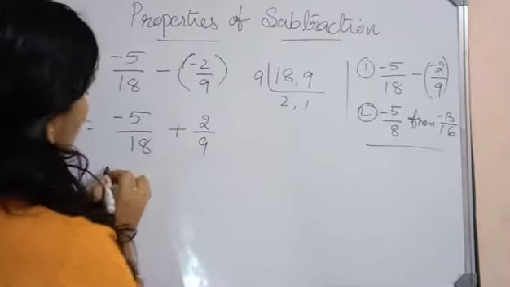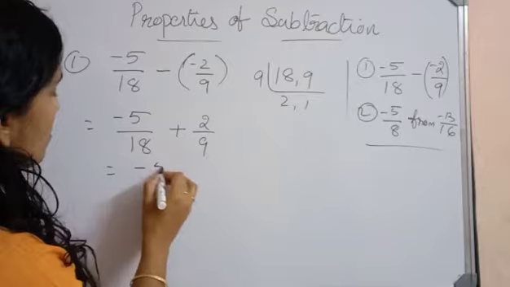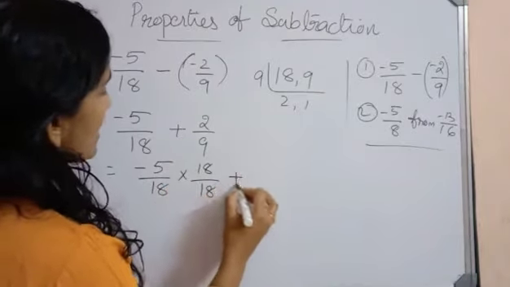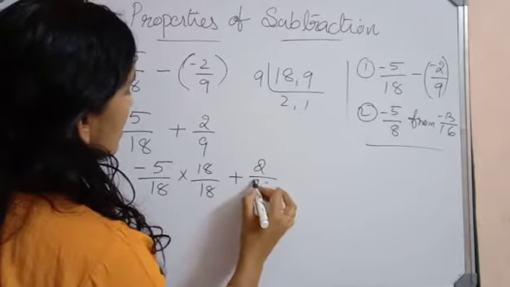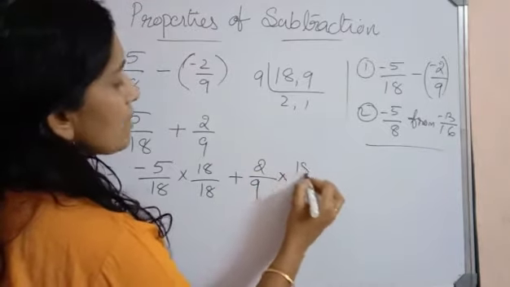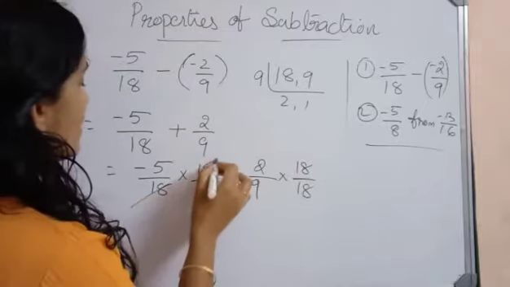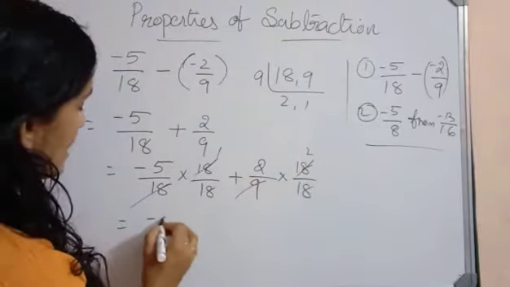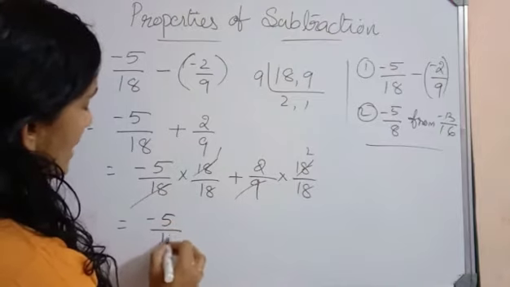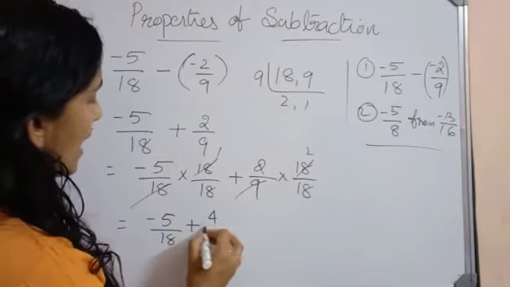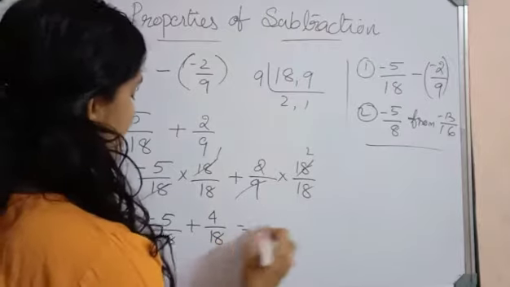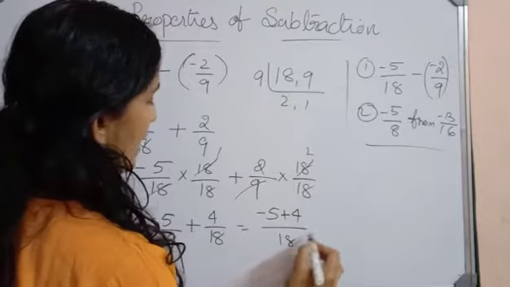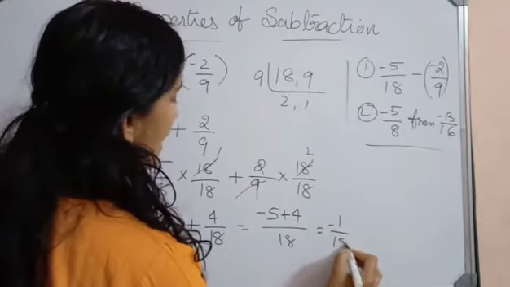Now we have to make the denominator same. So we will write this as minus 5 by 18, 18 by 18 plus 2 by 9 into 18 by 18. This will be 1 and this will be 2 here. So your answer will be minus 5 by 18 plus 4 by 18, and that is equal to minus 5 plus 4 by 18, and that is same as minus 1 by 18.